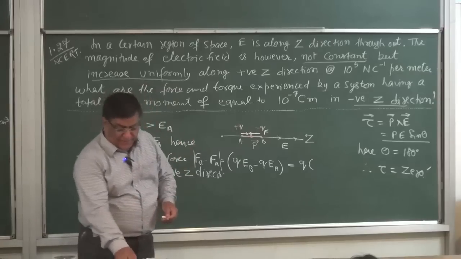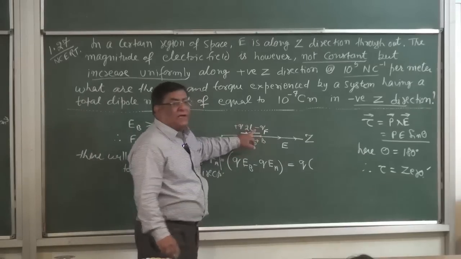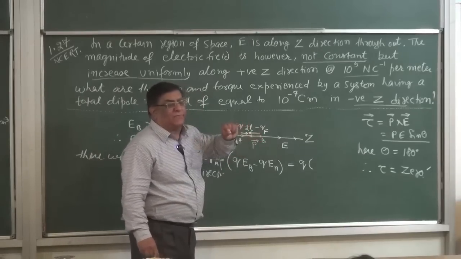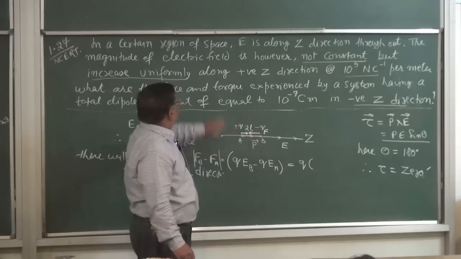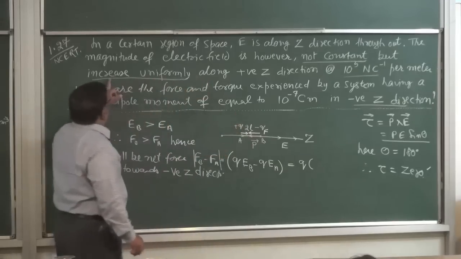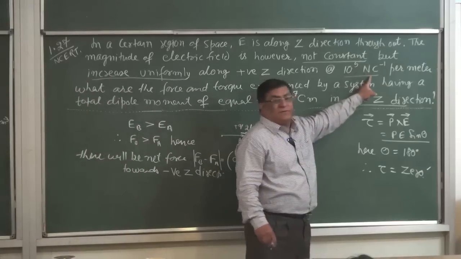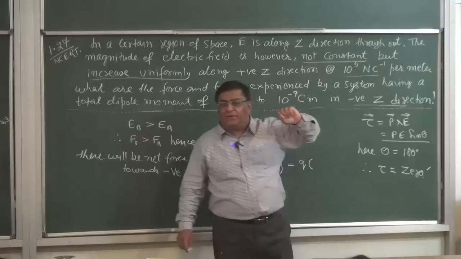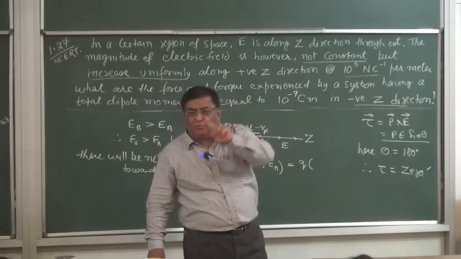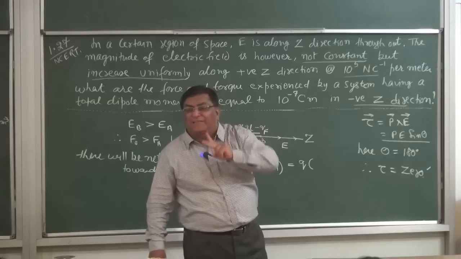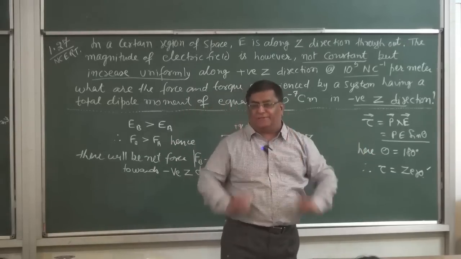This is our expression for it. ये दोनों के बीच डिस्टेंस कितना है? 2L. तो इलेक्ट्रिक फील्ड का डिफरेंस कितना होगा? इलेक्ट्रिक फील्ड का डिफरेंस कैसे निकालेंगे? ये देखिए, इंक्रीज 1 मीटर में कितना इंक्रीज हो जाता है? 10 to the power 5. तो 2 मीटर में कितना होगा? 2L मीटर में कितना होगा? 2L multiplied by this, that is the difference.